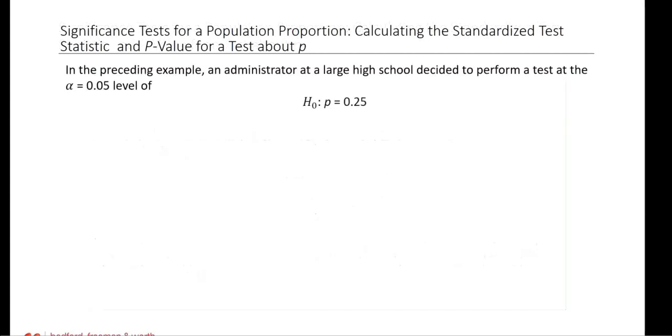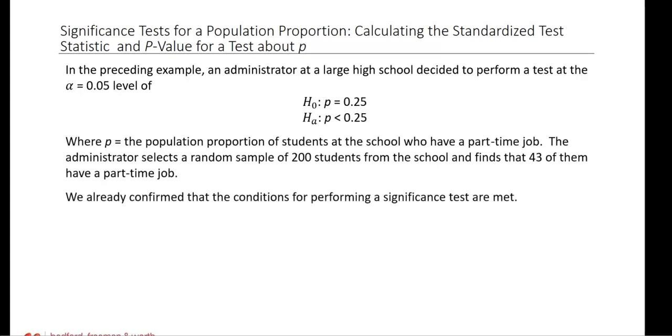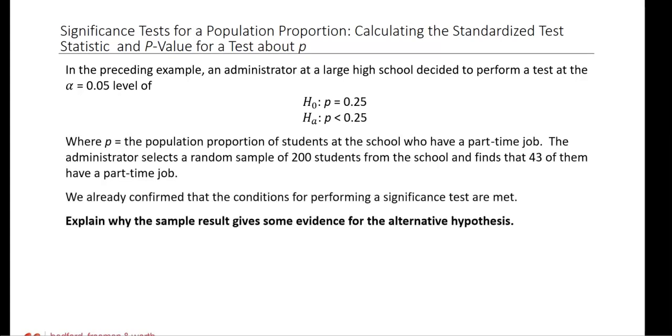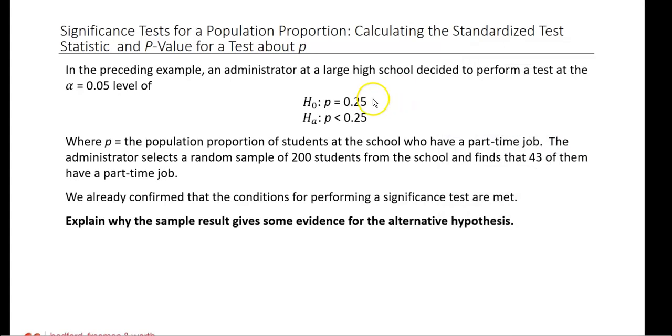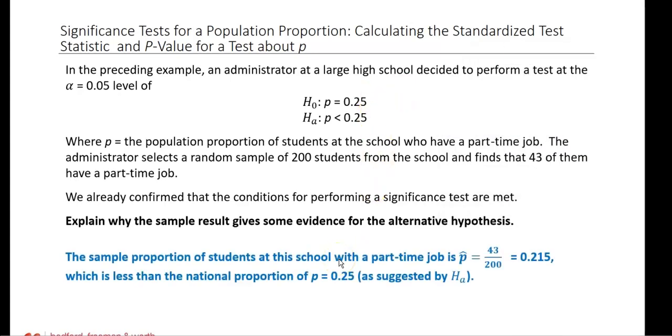The example was from the other example. We already confirmed the conditions. I explained why the sample results give some evidence for the alternative. So let's just get our calculator out for a second. 43 divided by 200 is 21.5%. So 21.5% is less than 0.25, so we have some evidence, right? We're on the right track. I don't know if it's convincing evidence or not, we've got to do some stuff first, but we have some evidence.